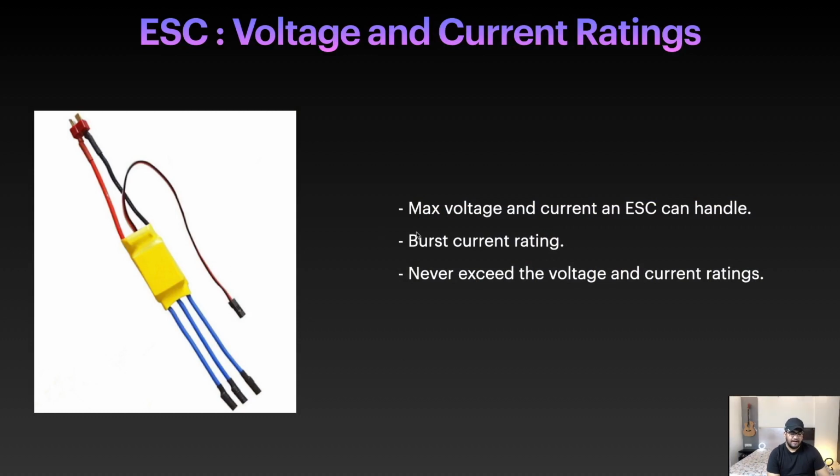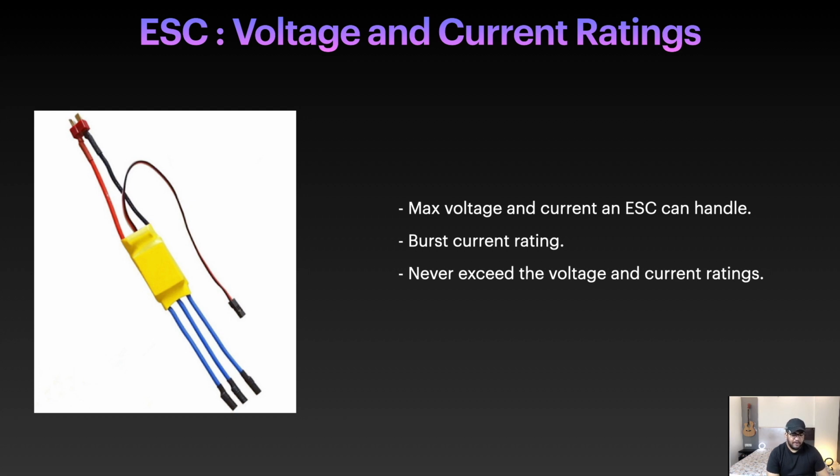And one last thing, there is a burst current rating these days in ESC, and what it means is that for some time it can go beyond its current limit. So let's say your ESC has a normal current rating of 30 amperes and a burst current rating of 50 amperes. So for 5 to 10 seconds your ESC can handle 50 amperes, but not more than that time period.